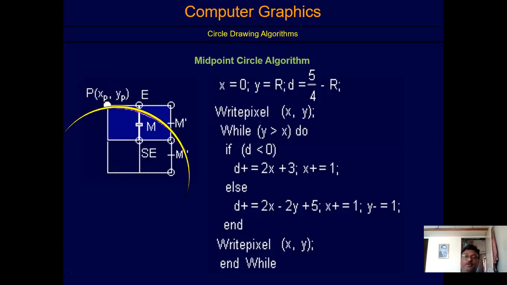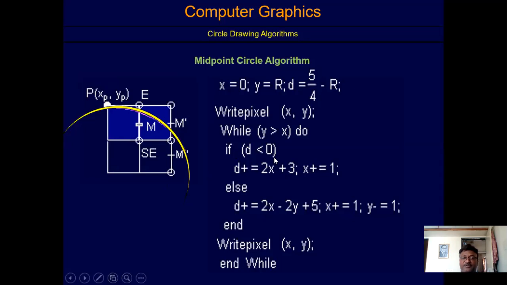So first of all, x0, y is equal to r. D you have to calculate 5 minus 4 minus r. Right pixel, which one? xy. So here I have written a right pixel, means that you have to pass in the display function. While y greater than x you have to implement do.